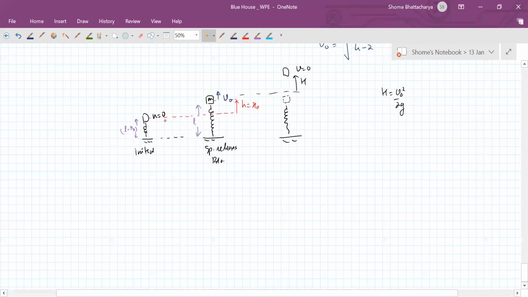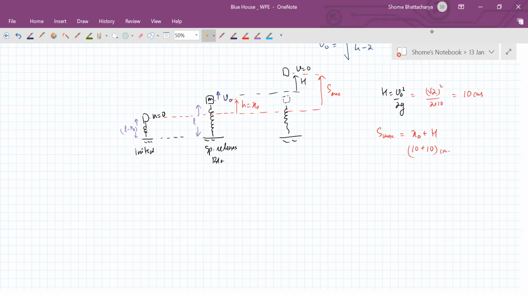So the total vertical displacement you will see is this. This maximum vertical displacement will be x naught plus h. So this will be 10 plus 10, 20 centimeters. Yes, that's correct. That is the solution to this question. The correct answer for maximum vertical displacement of the block will be 20 centimeters: 10 centimeters to release from the spring, and then a further 10 centimeters, which is the vertical motion under gravity.